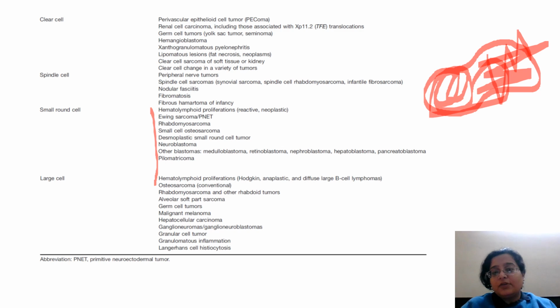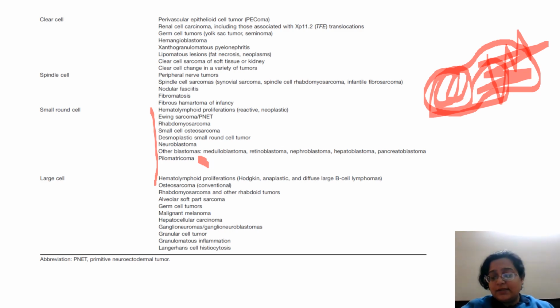Small round I've already taken, so I'm not going to discuss in detail. See, the pilomatricoma is mentioned here also. Why? Because we got small round cells and giant cells, and we got confused, and we made it a mesenchymal lesion. Actually, it was an adnexal lesion. Large cells, again, osteosarcoma, rhabdomyosarcoma, alveolar soft part sarcoma, germ cell tumors have large cells. HCCs, granular cell tumors, Langerhans cell histiocytosis. Now, all of this ICC on cell blocks or material that is there in the FNAC is very, very upcoming, and people do it now.